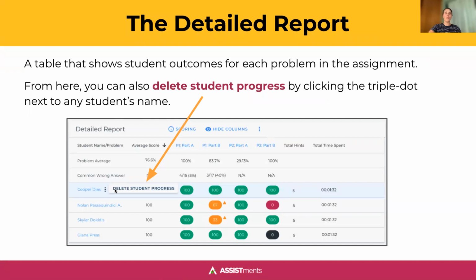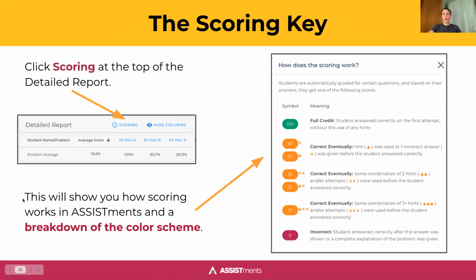mindset in your classroom. And if you're looking for the student details report, you used to click on the triple dot next to the student name. Now you'll click right on that student's name, and that will bring you to the student details report.